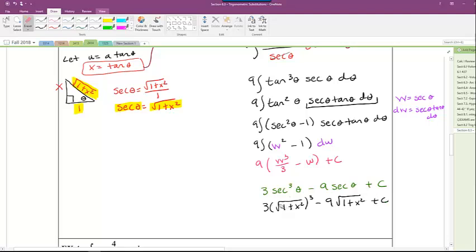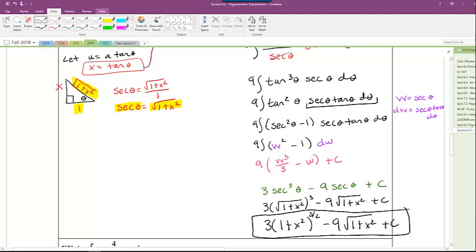And then here, another way of writing the square root cubed would be 3 times 1 plus x squared to the 3 halves minus 9 times the square root of 1 plus x squared plus c. So the integral of our original problem, which was 9x cubed over the square root of 1 plus x squared dx, is 3 times 1 plus x squared to the 3 halves minus 9 times the square root of 1 plus x squared plus c.